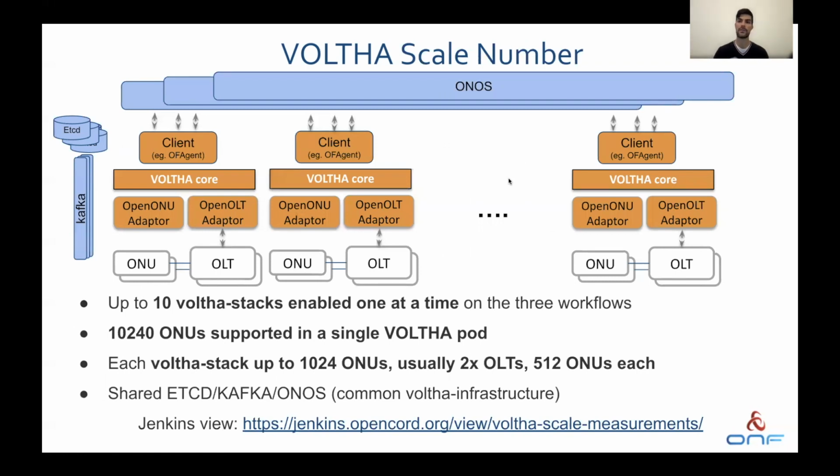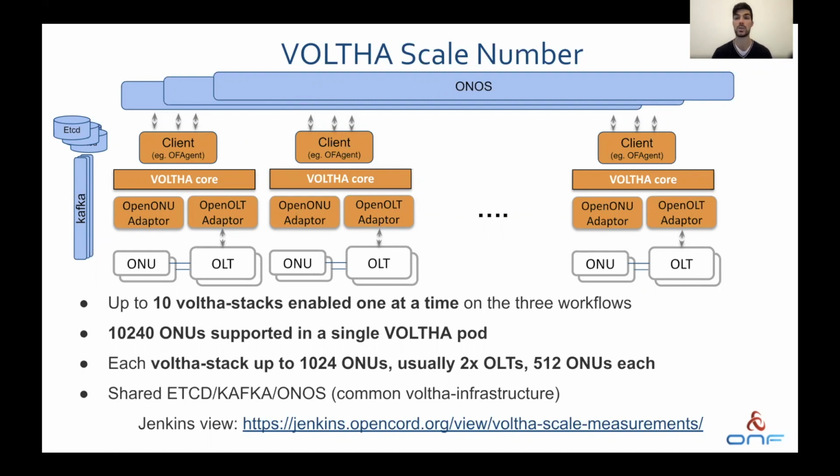So let me just dive a little bit deeper into the scale numbers that VOLTHA supports. As I've said, with 10 stacks enabled at one time, we have one stack comprised of the OF agent, the core, the adapters. 10 of these are supported with one infrastructure, which is a 3-node cluster of ONOS, a 3-node cluster of etcd, and a 3-node cluster of Kafka. We can support up to 10,240 ONUs in a 3-node Kubernetes cluster.